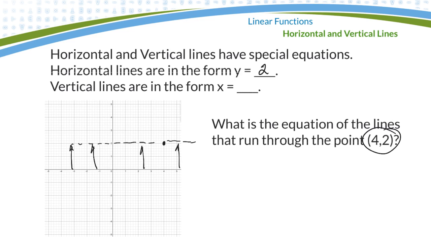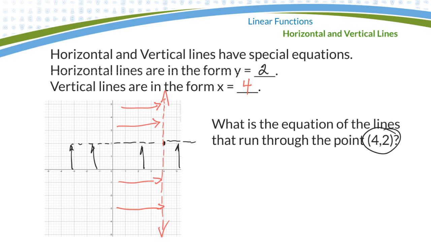Vertical line, the vertical line that goes through that same point would be this line right there. And if you notice, it's always a certain amount off of that axis. It's always to the right a certain amount. And it looks like it's to the right 4 units. So x is equal to 4. That would be the equation of this vertical line.